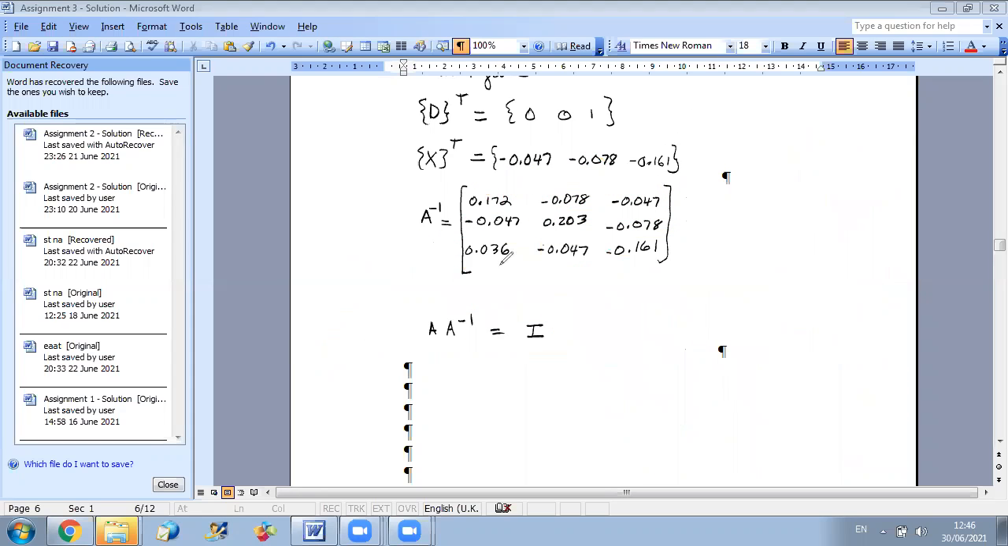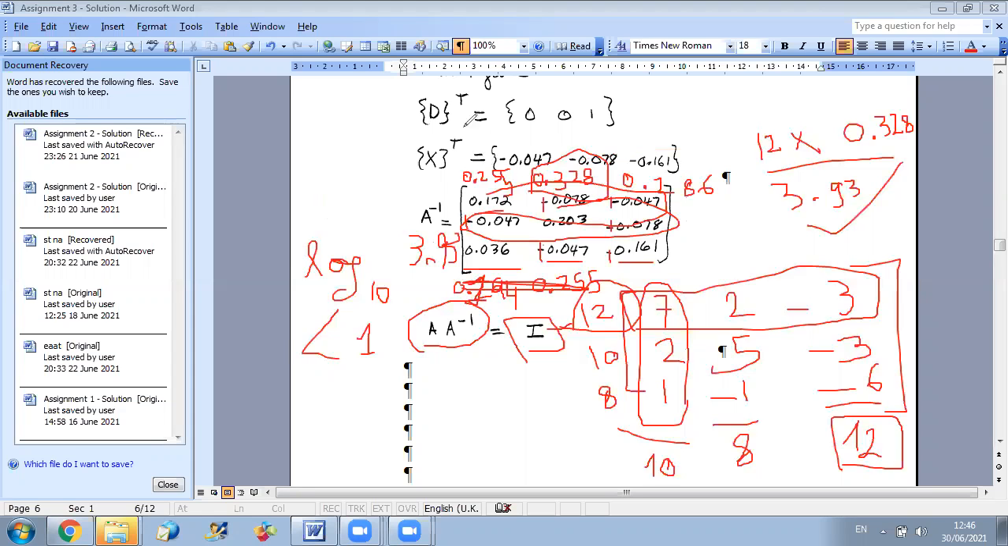Okay, this is why you expect that when you do A times A minus 1 you will get nearly the identity matrix. So all you have to do is to multiply term by term, and you take the first row. Let us do it in a fast way. Okay, so the first element for example.